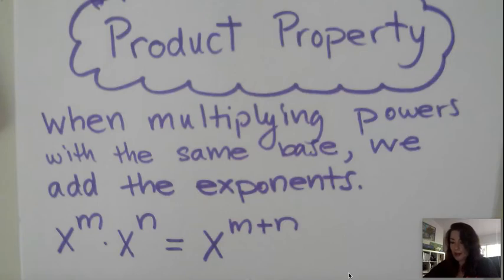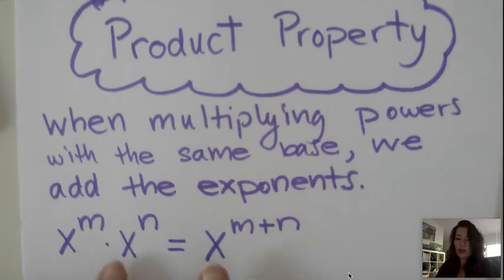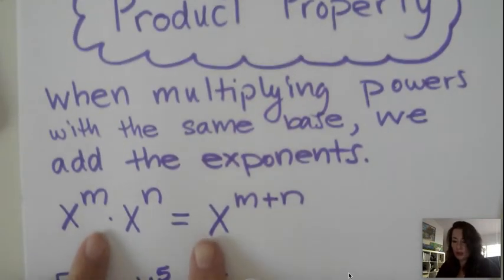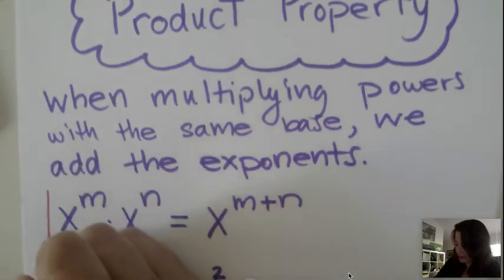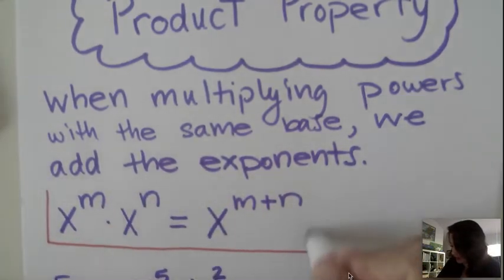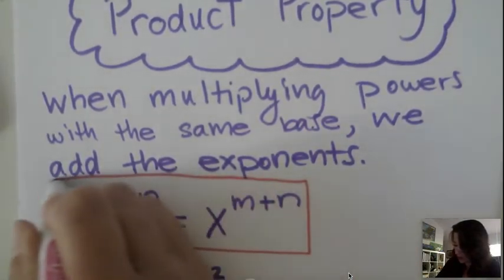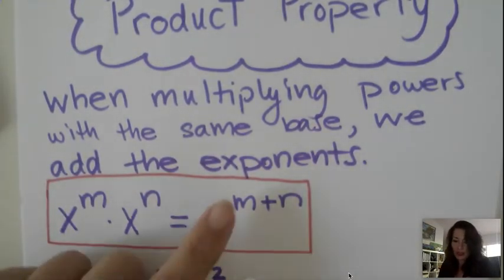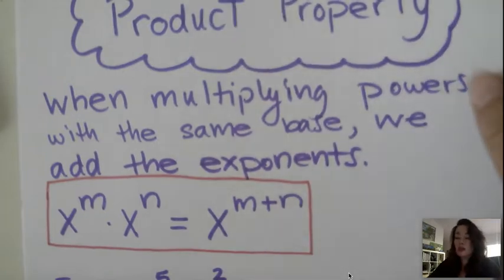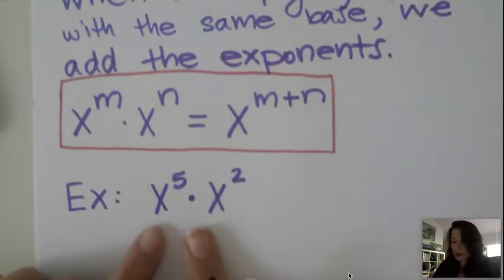The product property basically states that when you're multiplying powers with the same base, you are going to add the exponents. So this is what it looks like in terms of symbols. If you have the same base, such as x in this case, whatever exponent it is raised to, times another x with another exponent, you're going to add the exponents.